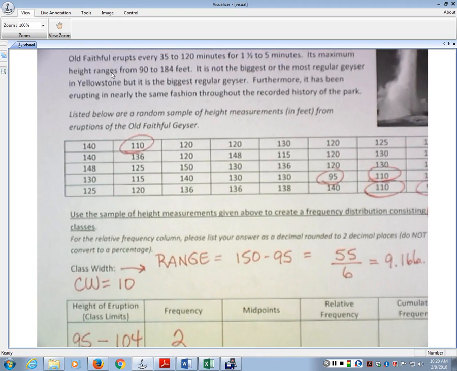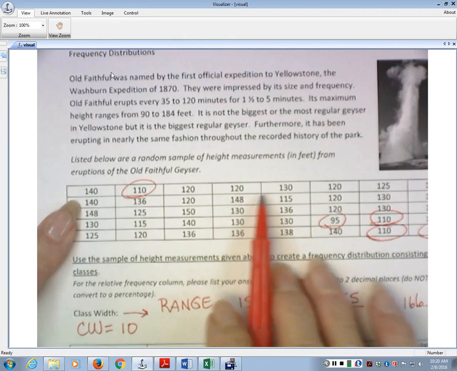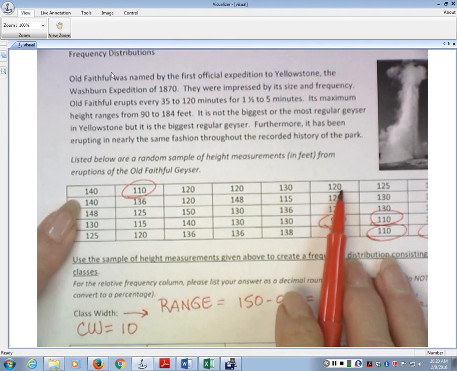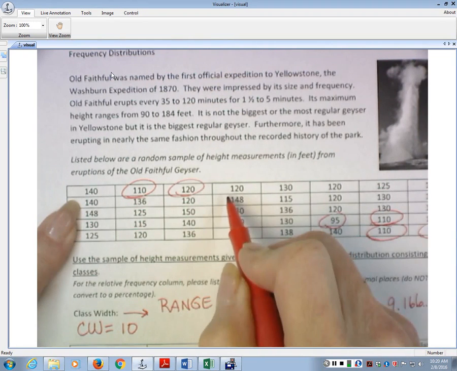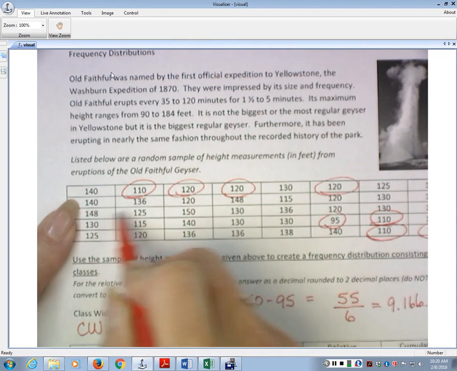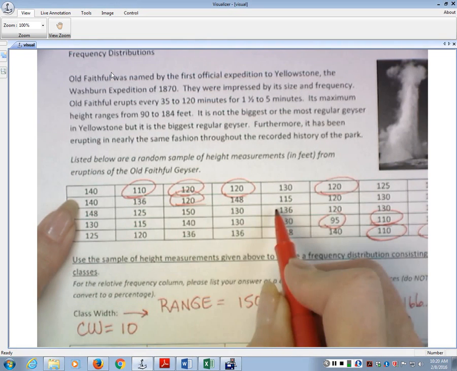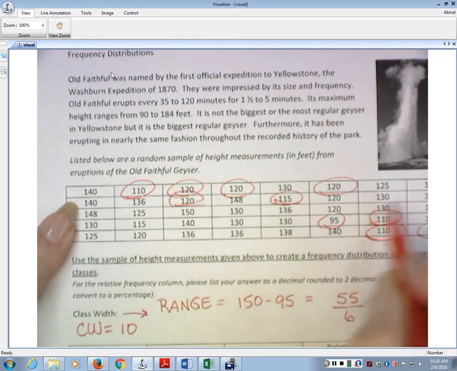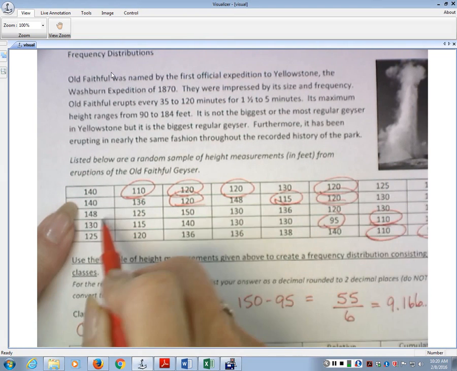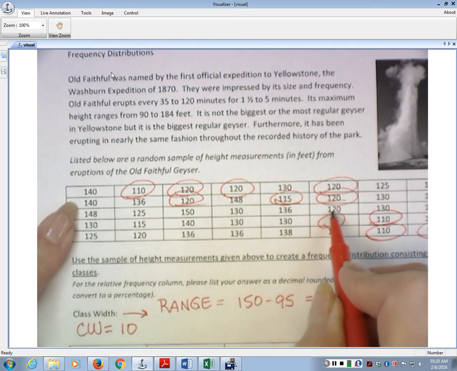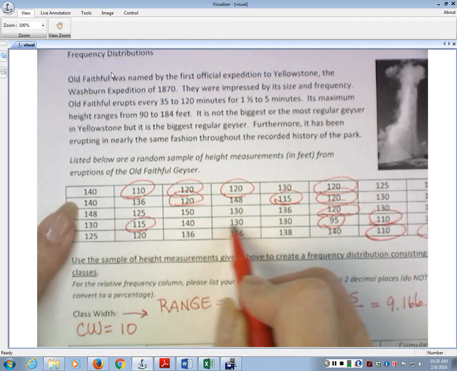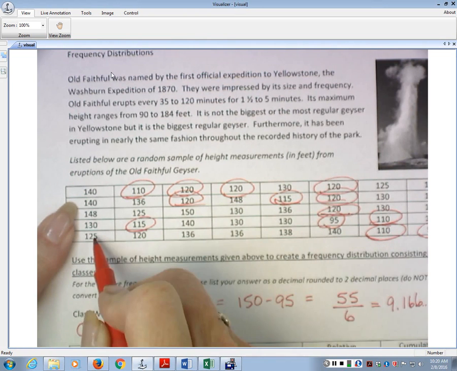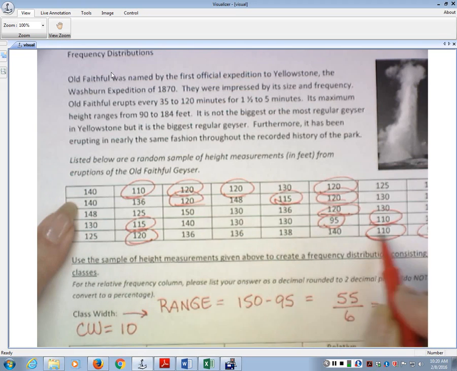And then how many from 115 to 124? There's 1, 2, 3, 4, 5, 6, 7, 8, 9. I missed that one, that makes 10. Is that right?